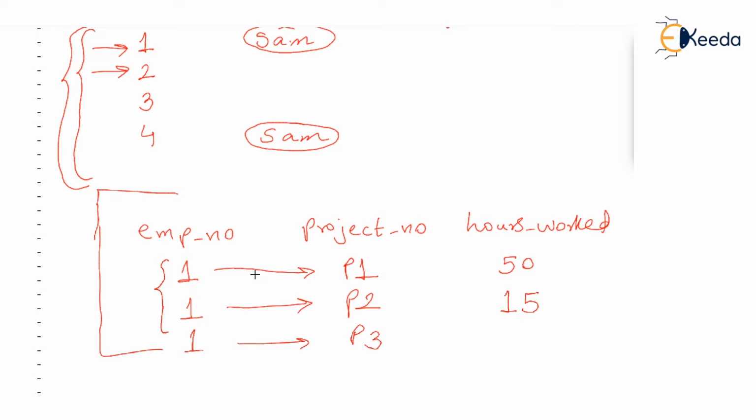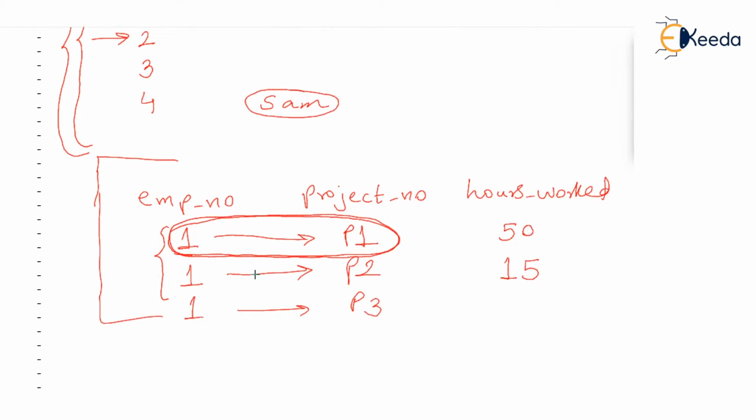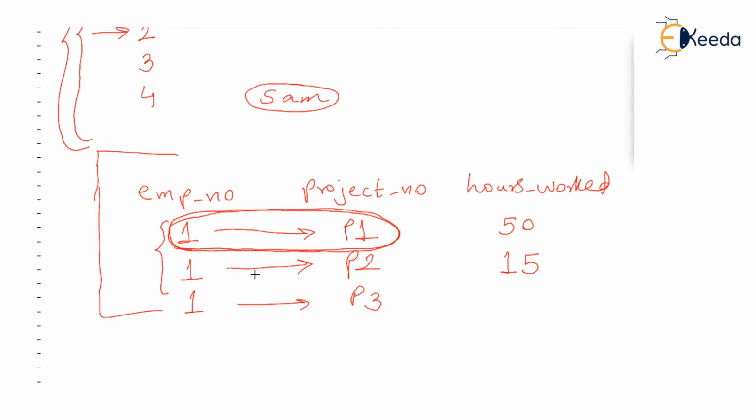But then what you observe here is that the combination of employee number and project number, just see this very patiently, should be unique. Why? Yes, it makes sense, isn't it? We have already recorded in our table that employee 1 works for project P1. Then we will not record this again saying employee 1 works for project P1. It's senseless.